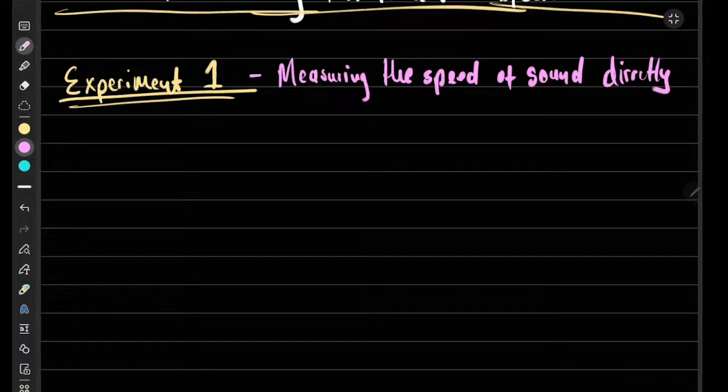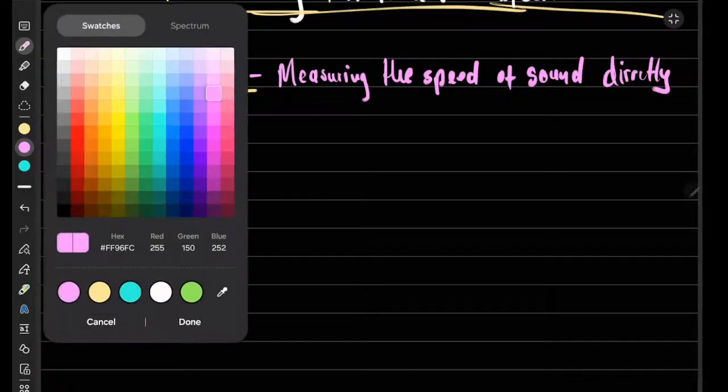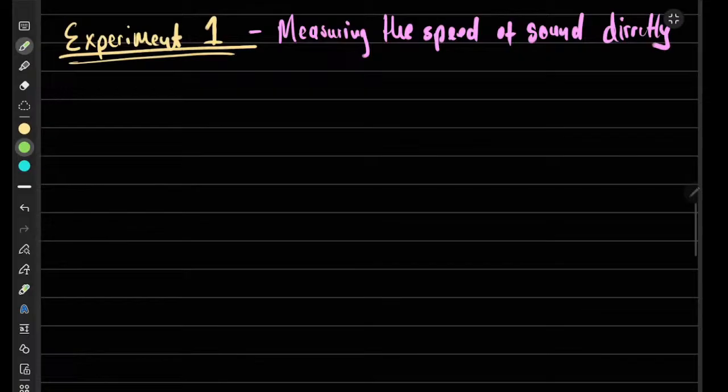How many experiments, my students? How many should you know for sound? You should know 3. Well done. Good. Let's go. The first one. So can you write here the main idea, the concept?